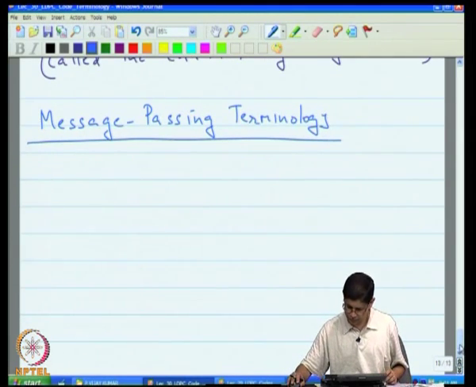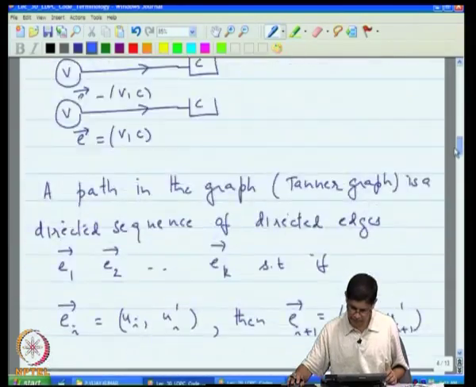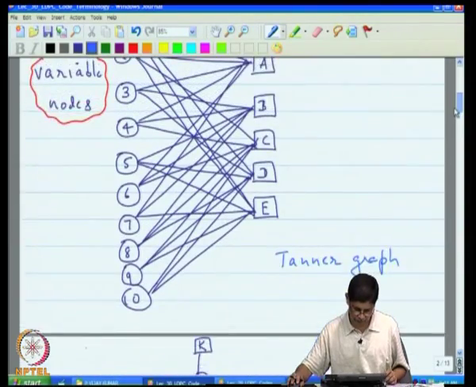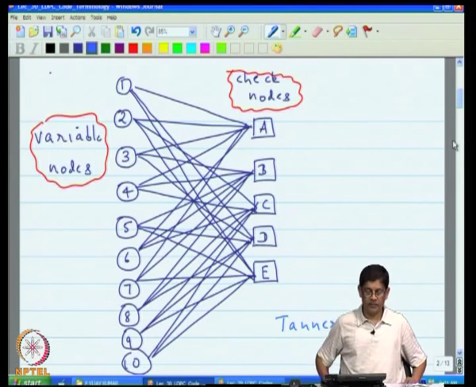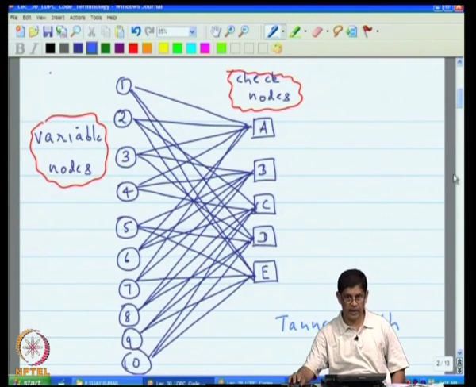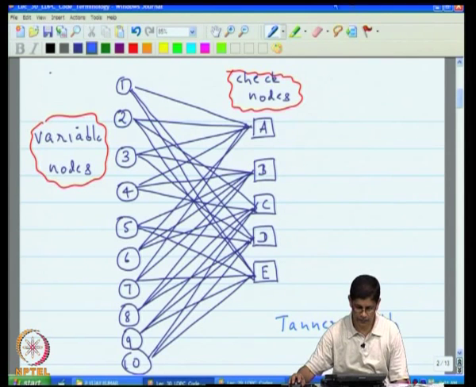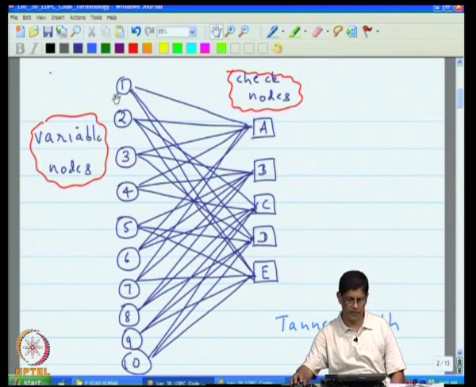So, let us go back to this figure here. This is the Tanner graph, and as I mentioned some time back, the way we are actually going to decode this code is by passing messages back and forth along these edges. So, we will start, let us say, from the variable nodes, pass a message along this edge to the check nodes and back and forth.